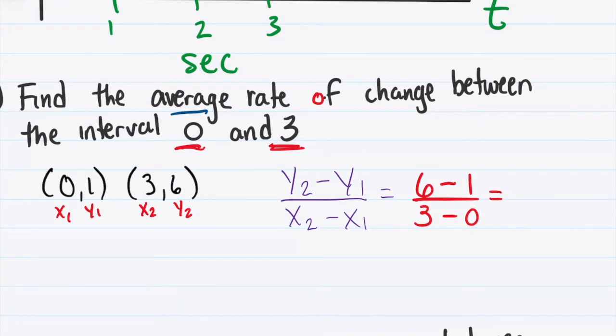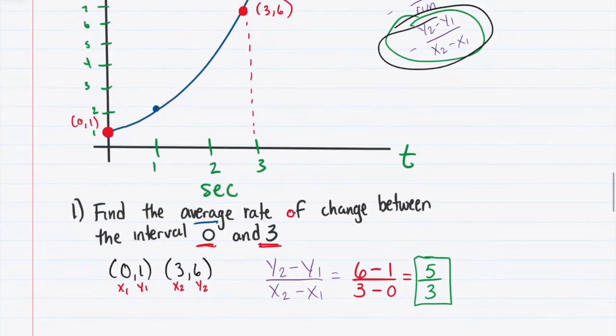Okay, let's solve. 6 minus 1 is 5, and 3 minus 0 is 3. And there you have it. My slope is actually positive 5/3. And that's basically what you do there.